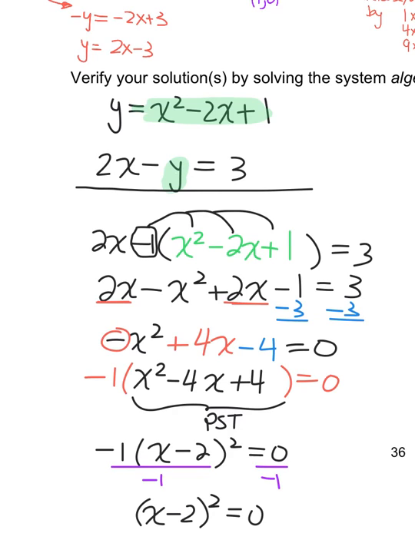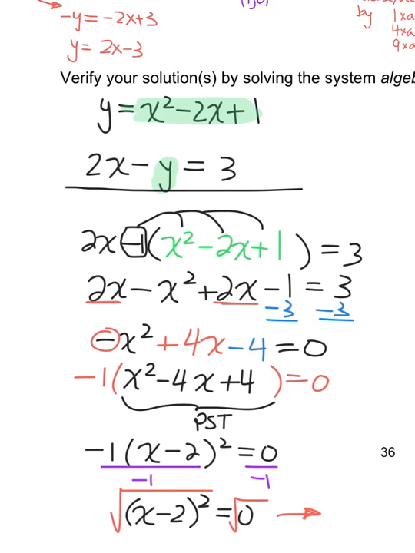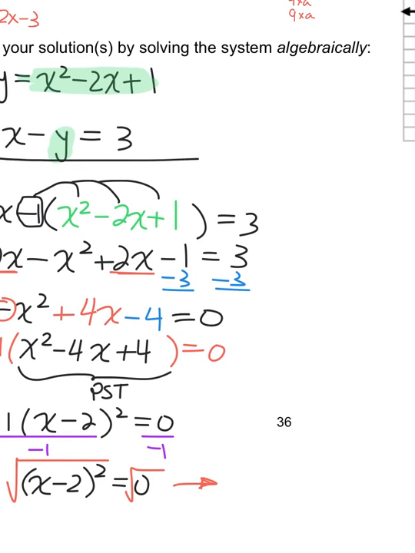I want to get rid of a power of 2. I can take the square root of both sides, which gives me x minus 2 is equal to 0. I don't have to worry about a plus or minus because plus or minus 0 is still 0. And then if I add 2 to both sides, I get x equals 2.